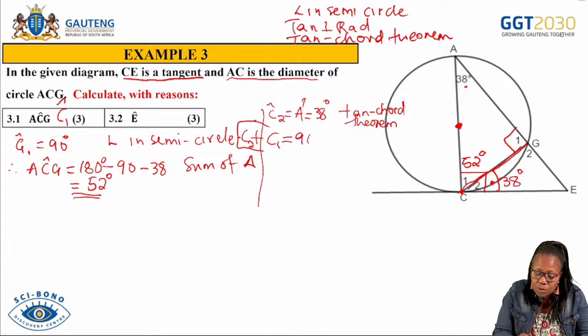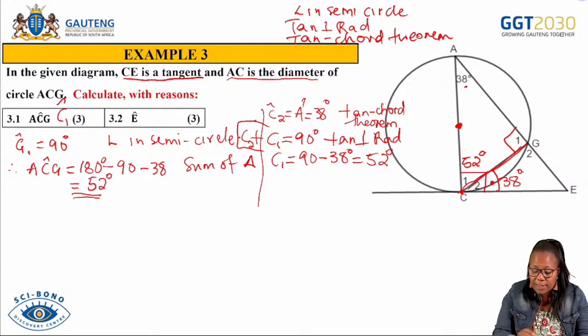C1 plus C2 is equal to 90 degrees. Reason: tangent perpendicular to radius. So we'll end up with C1 being 90 minus the 38 of C2. Therefore, this will still give you 52 degrees. That is another way of finding this 52.